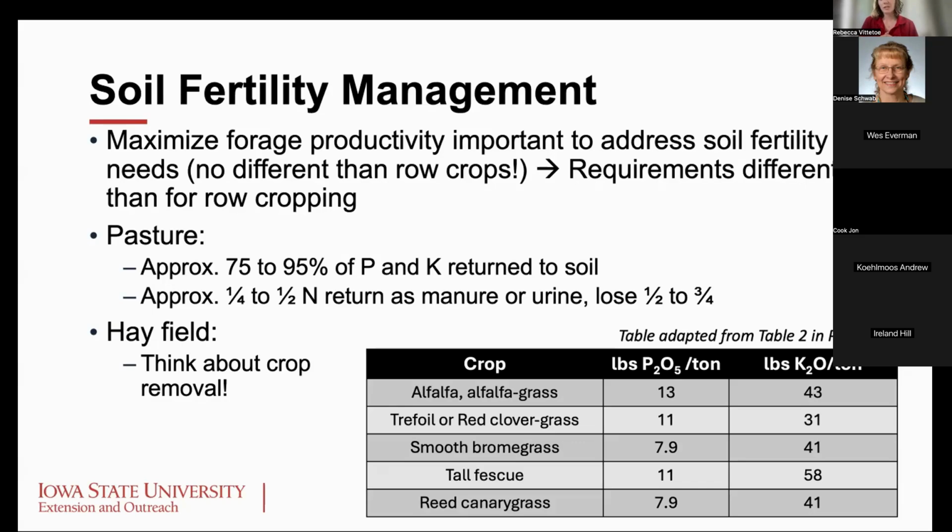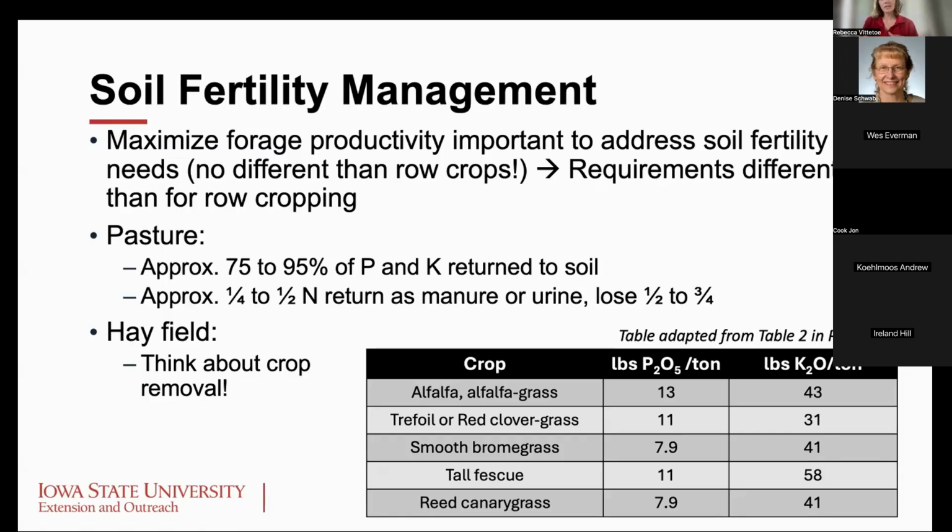Up here on the screen, I have a table adapted from our publication PM 1688. We have a list of all of the different crops in that publication, but this is really just highlighting some of the forage species. When we harvest and remove that forage, we are removing a lot of nutrients, especially phosphorus and potassium. For example, that top line is showing alfalfa, or an alfalfa grass mix, and per ton that we remove there, we remove 13 pounds of P2O5, our phosphorus, and 43 pounds per ton of our K2O.